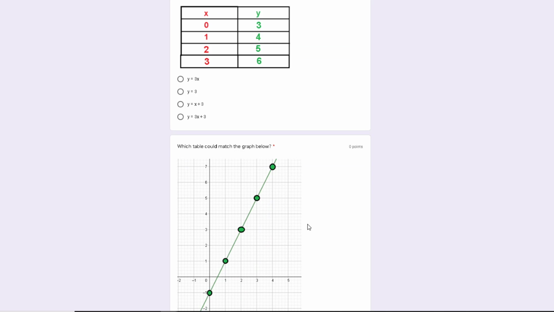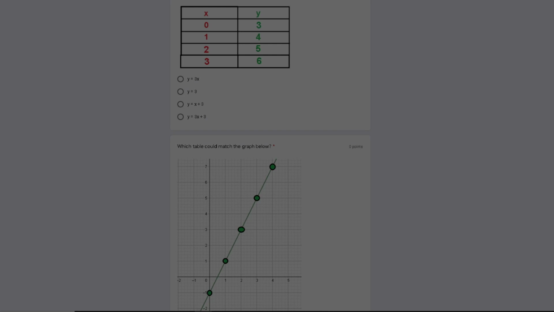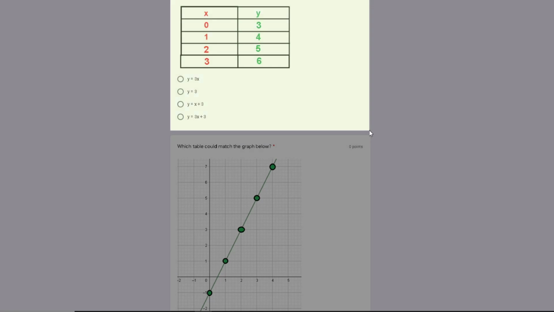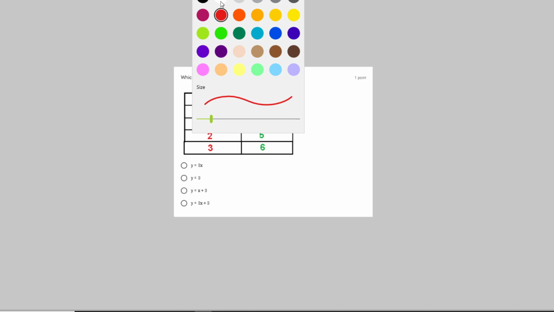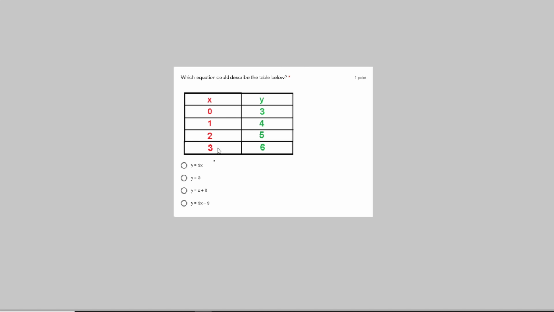Alright, let's take a look at this one. Same type of problem. So let's go through each one. Let's just try it out and see where we can get. We have 3 for the first row here that we're looking at. When x is 0, y needs to be 3. So let's see if that works here. If we plug in a 0 for x, 3 times 0 is 0, which is not 3. So that doesn't work.